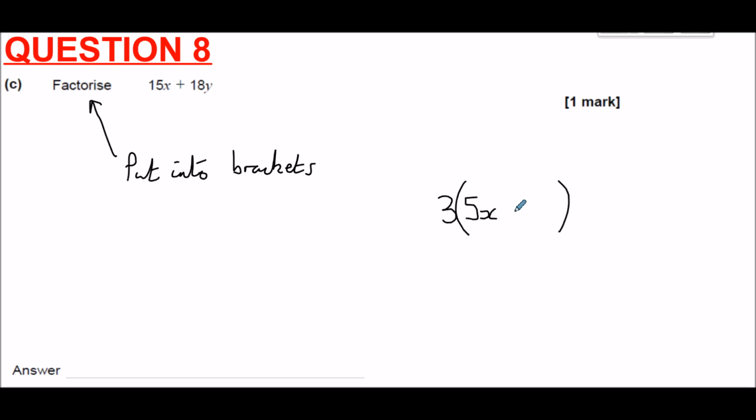Plus sign, so put a plus sign in. And again, do the same thing with 18y. We've got 3, want to end up with 18. So what do we multiply 3 by to get 18? The answer would be 6. 3 times 6 is 18, but we need 18y. So because we need to end up with a y, we need to include a y on the inside of the brackets. And that's the final answer. So it'd be 3 brackets 5x plus 6y.